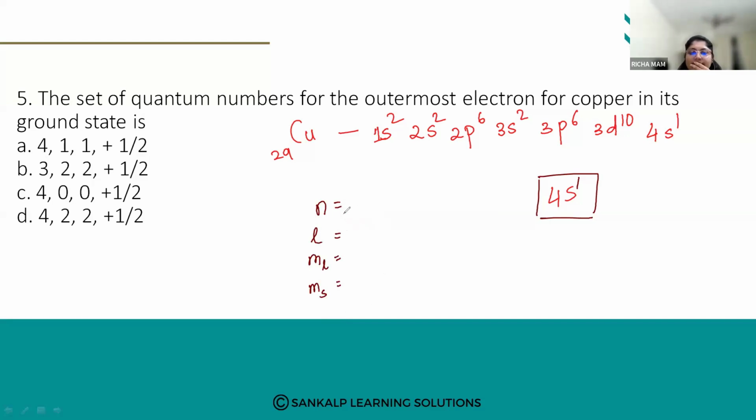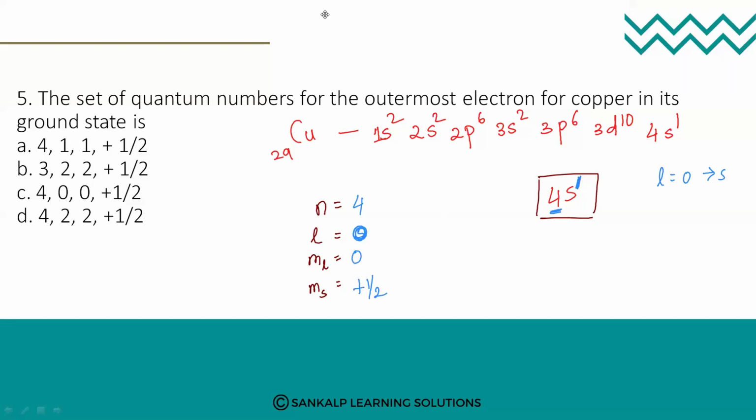So what is the value here? What is n? The value of n is 4, because the main shell is 4 here. Then the azimuthal quantum number l for s represents 0. It tells you the shape of the orbital. Next is the magnetic quantum number, which is also 0. And the number of electrons is 1, so the spin is plus half. So which is the answer? Option C, ma'am. Yes, correct, option C.